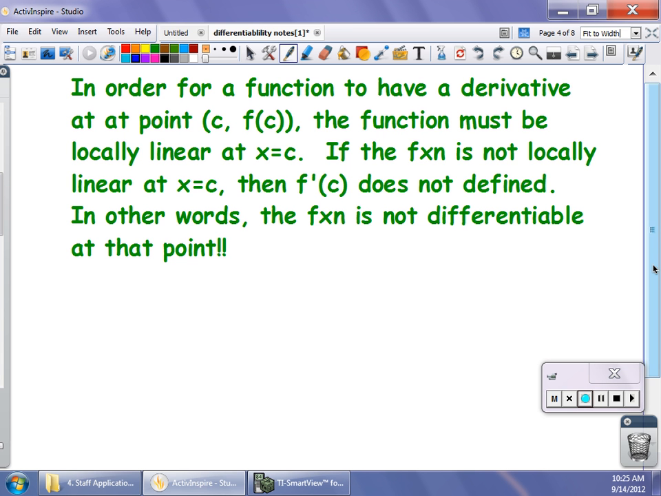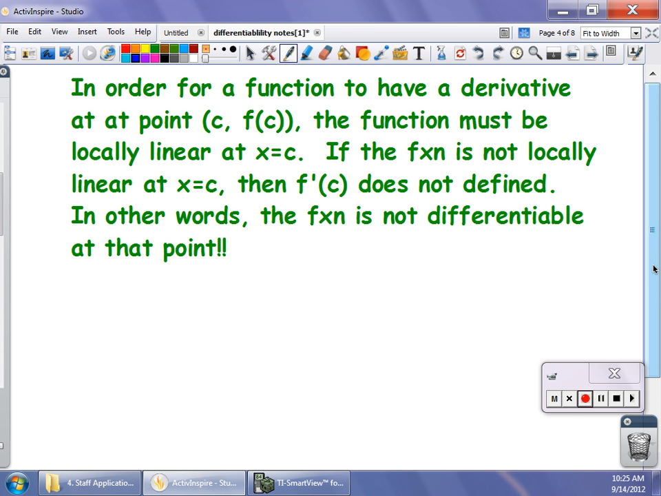So, in order for a function to have a derivative at a point c, f of c, the function must be locally linear at x equal to c. If the function is not locally linear at x equal to c, then the derivative at c is not defined. In other words, the function is not differentiable at that point.